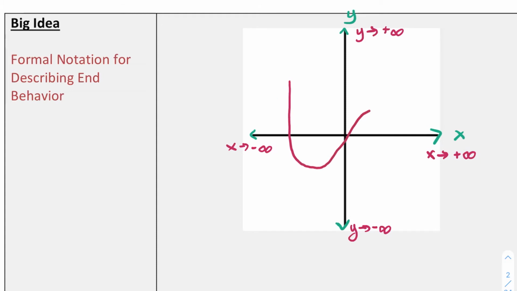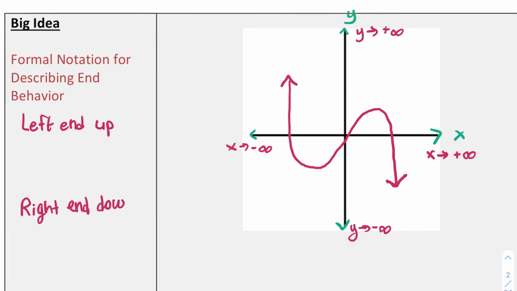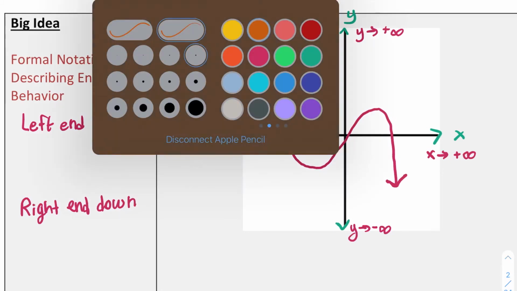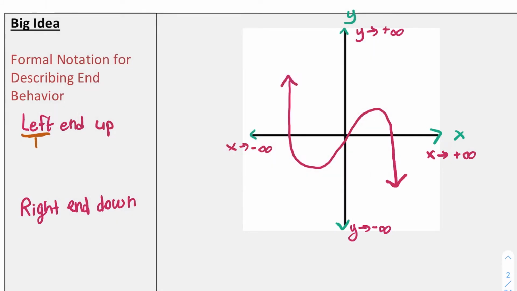So let's do an example here. So if I sketch in a graph, let's describe its end behavior using our formal mathematical notation. So just in words, I could say that the left side of this function's graph is going upwards and the right end is going downwards. Say that we're talking about the left side of our graph, we want to say as we look at the x values that approach negative infinity, because if you go towards the left on your x-axis, your x values are getting smaller and smaller and smaller.